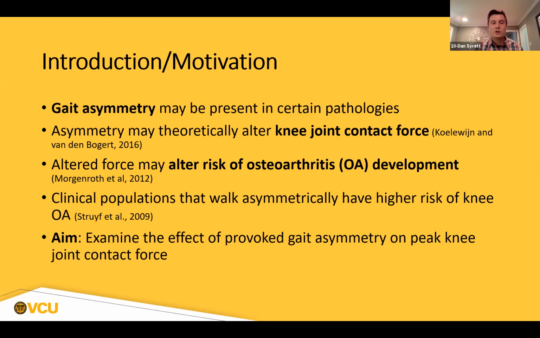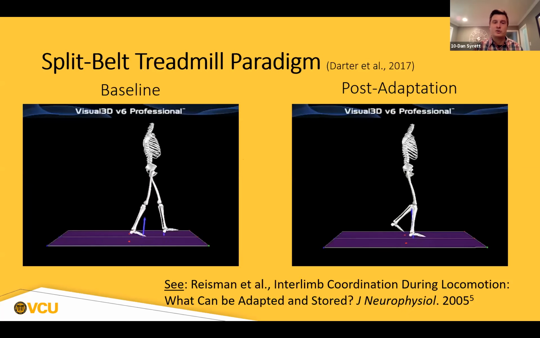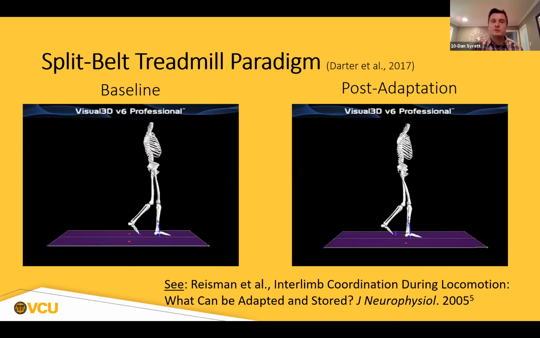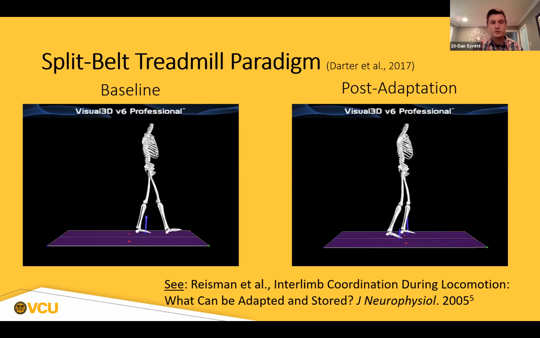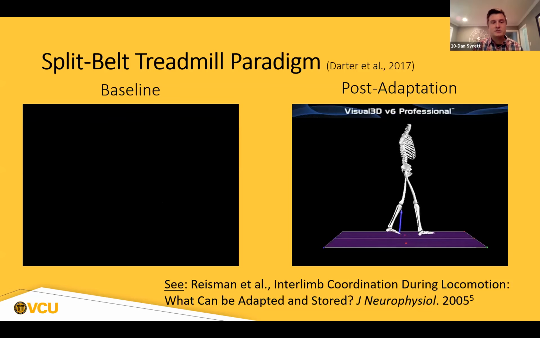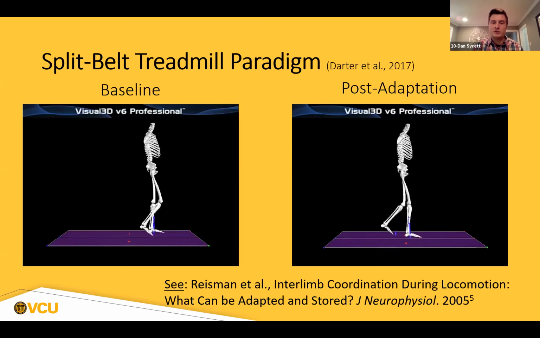And so our preliminary work was in healthy individuals, in whom we provoked gait asymmetry through the use of a split belt treadmill paradigm. And this has already been discussed in this session quite a bit, but I want to draw your attention to the comparison in step lengths between the baseline and post-adaptation conditions. So with unimpaired individuals walking on a treadmill with both belts going the same speed, they will most likely demonstrate equal step lengths between limbs.